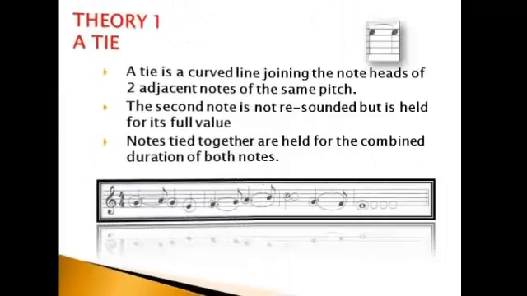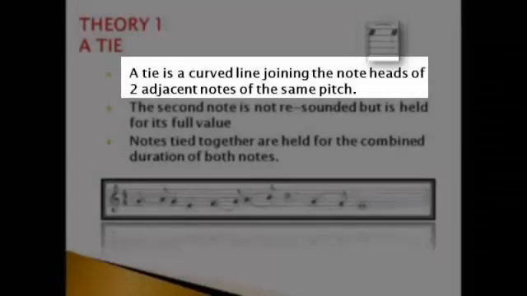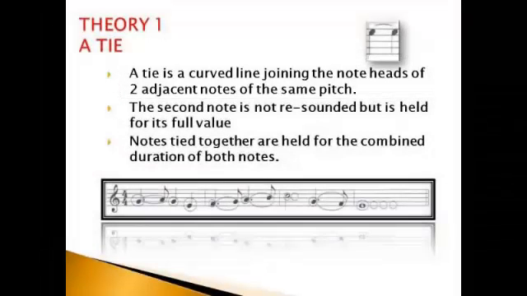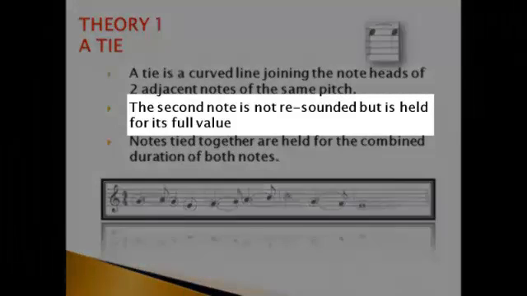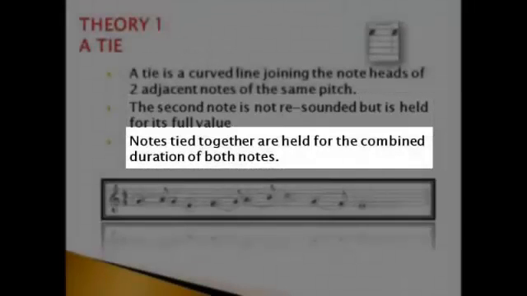A tie is a curved line that joins two note heads of the same pitch together. It must be the same pitch for it to be a tie. If it's not the same pitch, then it's a slur. The second note of a tied note is not resounded. It's held. So your tied note is being held for the combined value of both of the notes.